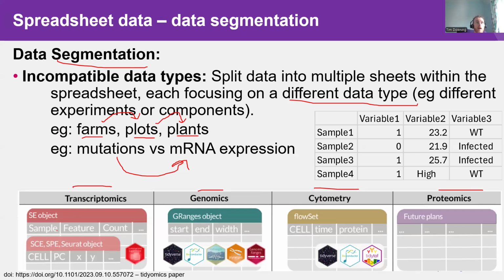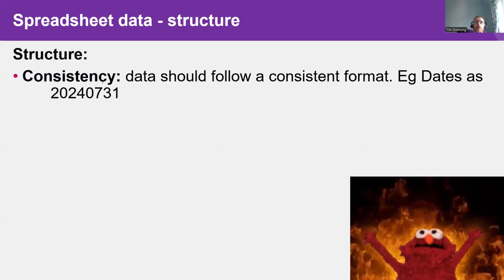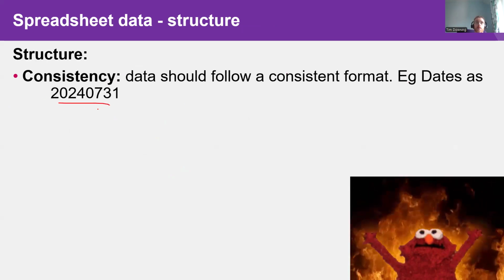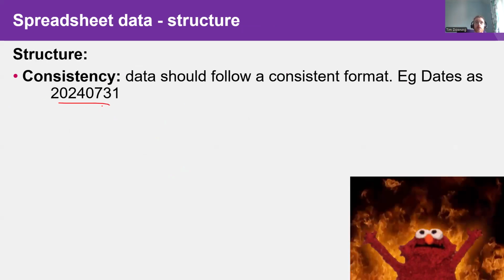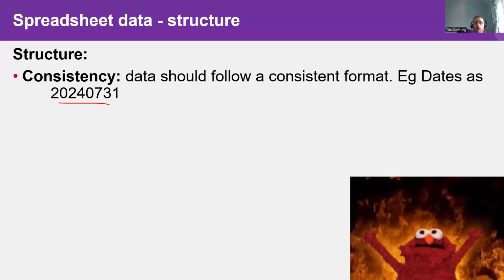I might have samples and identifiers that are linked from one data set to another so that we can link things across different components. So consistent structure is very, very useful. Dates recorded in this manner will be more easily understood if they're in a consistent way.